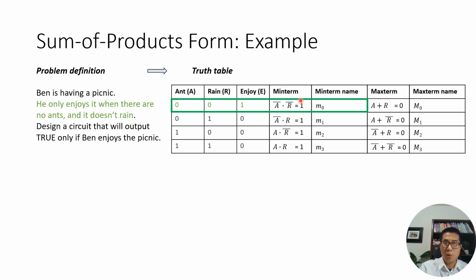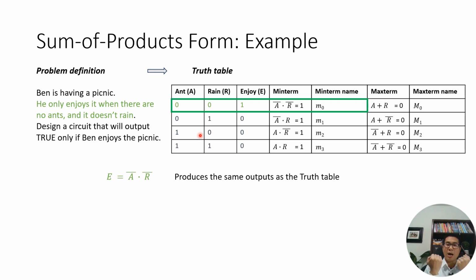Because the min term is always equal to 1. But the output column E equals 1 over here, and I will sum that min term, and that min term is not A and not R. So I'll have E equal to not A and not R. And this one is the Boolean equation that's going to produce the same output as this truth table.